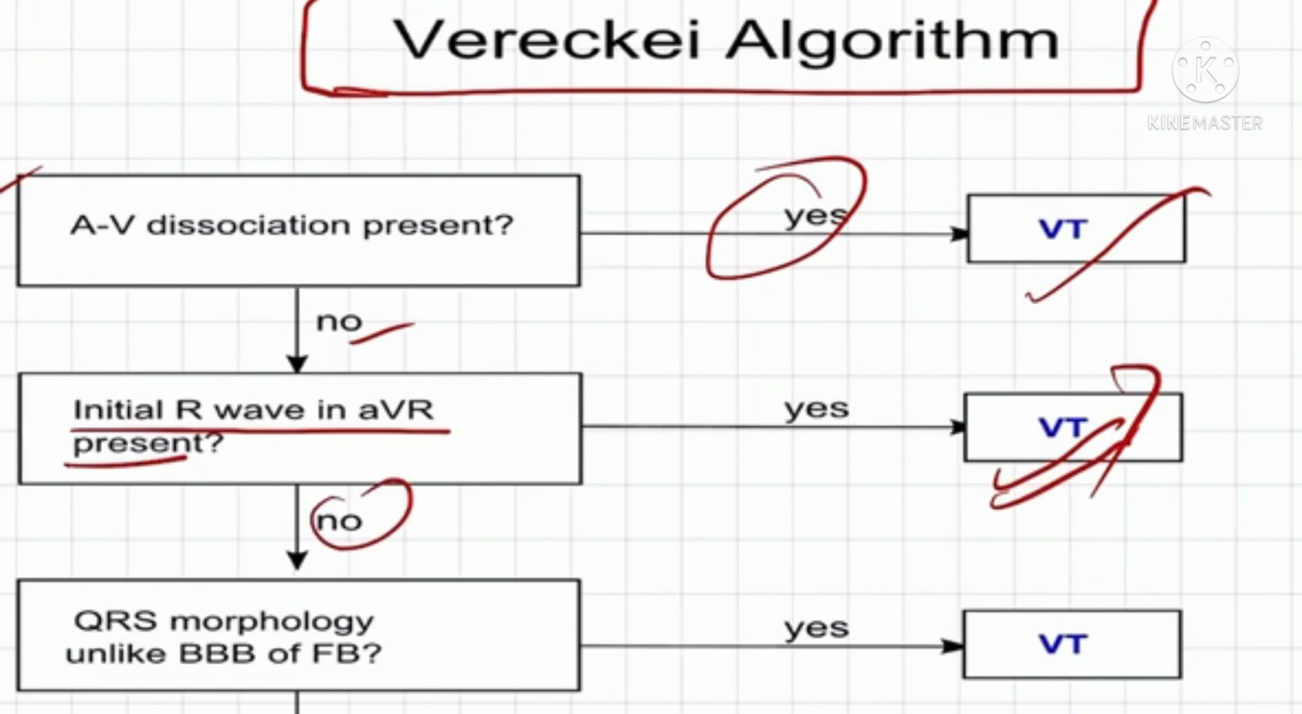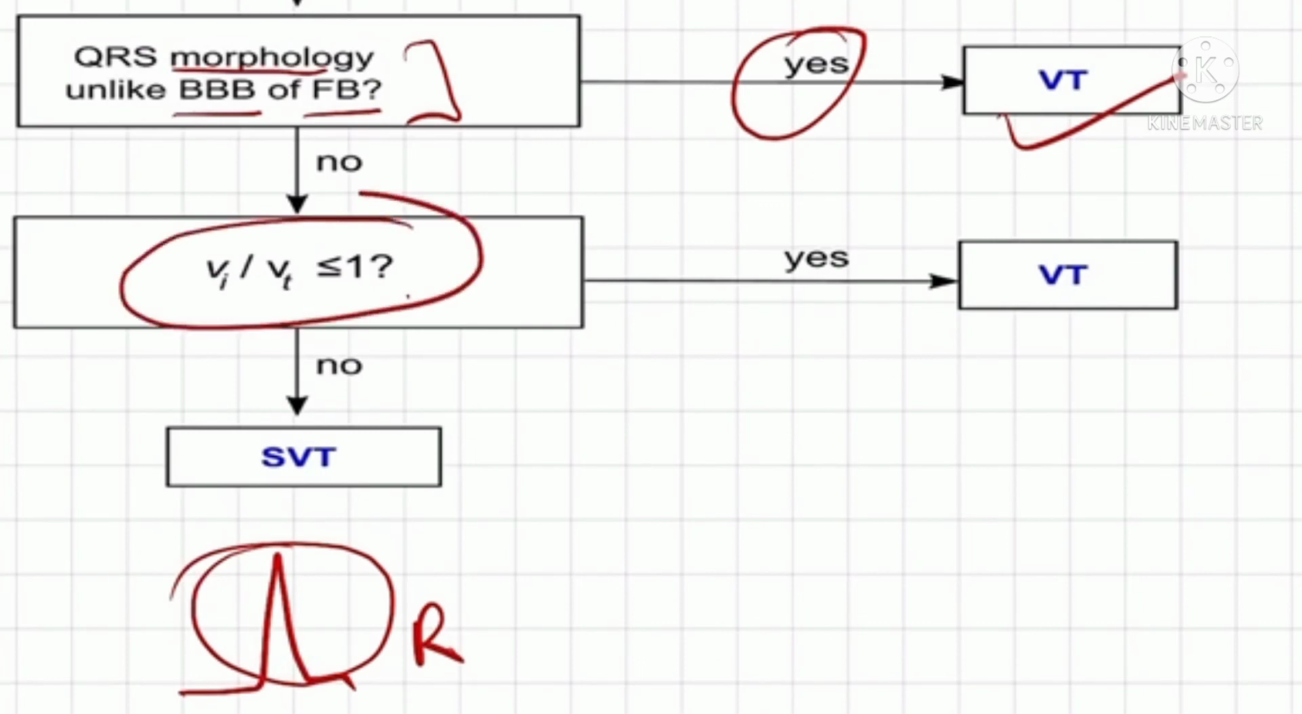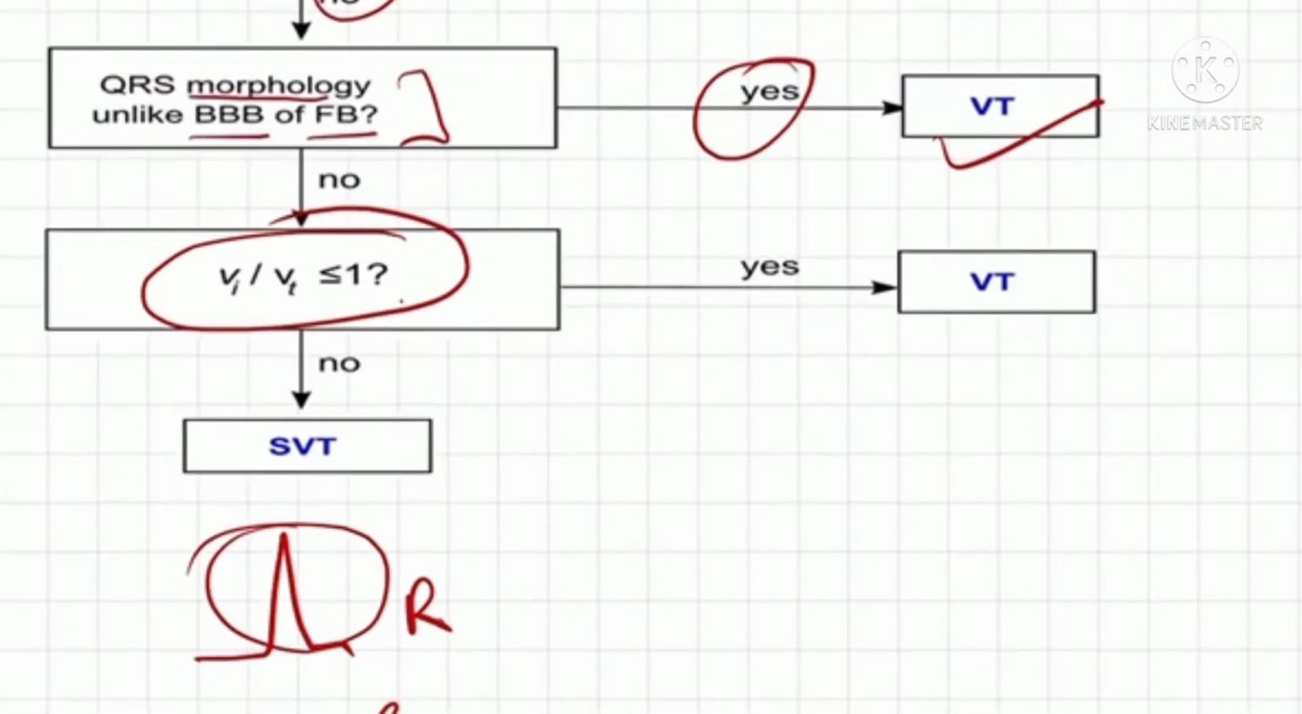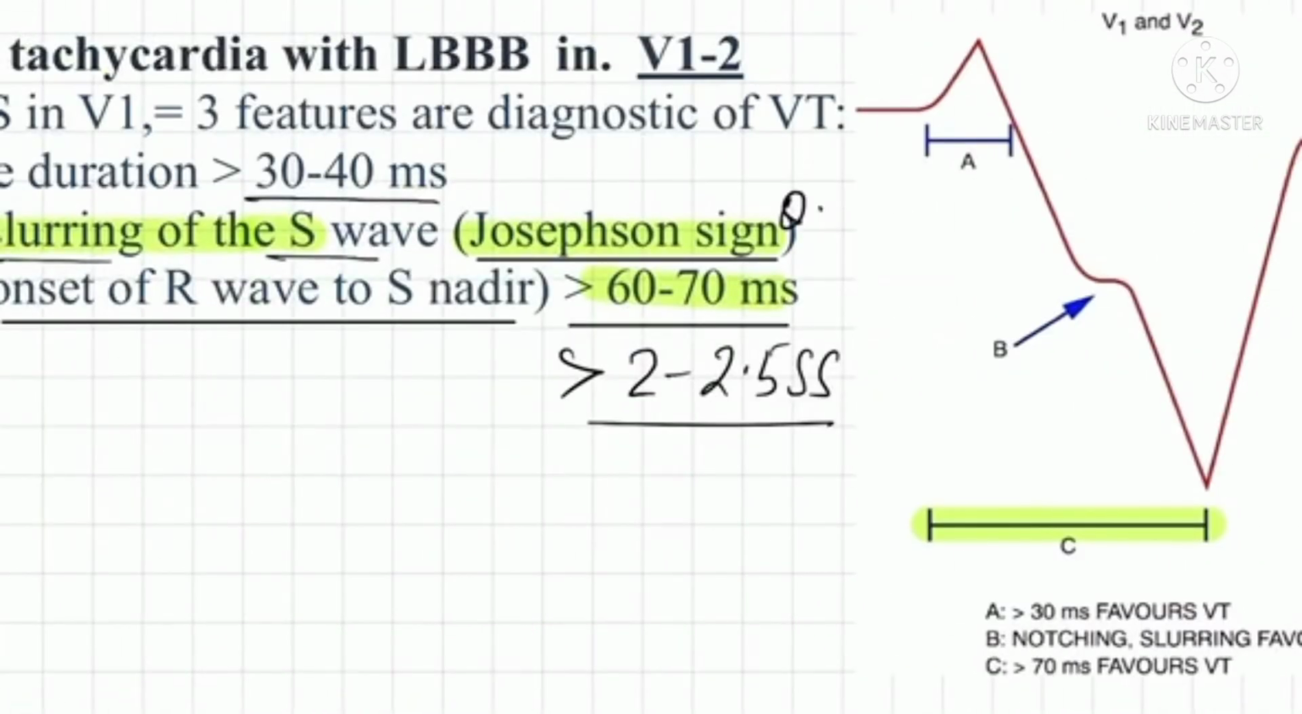If not, then we see another criteria like the QRS morphology, like bundle branch block or fascicular block. If any block is there, then we see the another criteria. If no or absence of the block, then it is suggested VT. Another most is the criteria for the VI of VT. It is the criteria for the initial duration of the R wave. This is the criteria. This is VI and this is the VT.